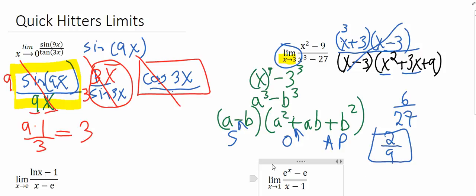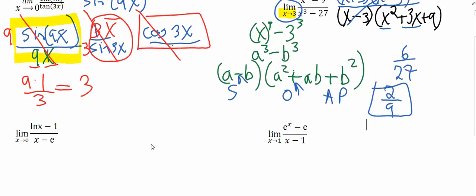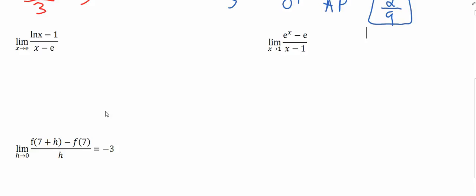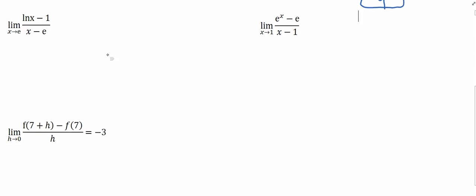Okay, let's move on to the last couple here. Actually, there's 3 more. So let's do this: the limit of ln of x minus 1 over x minus e. First thing we're going to try to do is just direct substitute, and you'll see that you get the ln of e, which is 1. So you have 1 minus 1 over e minus e, and that's 0 over 0, which is indeterminate again.